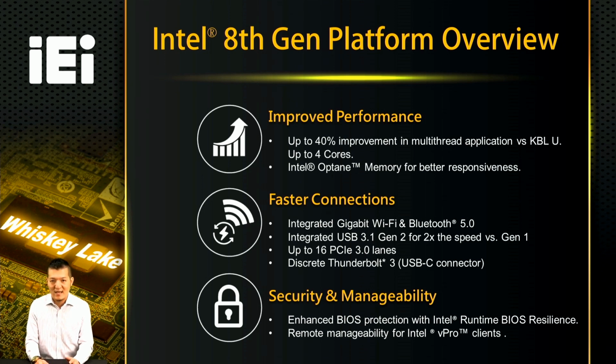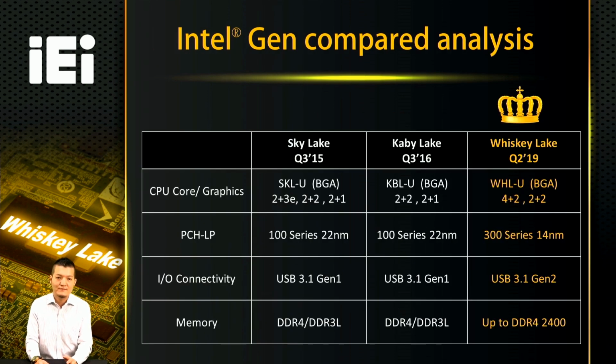The new generation has enhanced the data sharing and downloading performance with the new Wi-Fi and Bluetooth 5.0 connectivity, and USB support twice the speed with USB 3.1 Gen 2 compared to the USB 3.1 Gen 1, and also support Thunderbolt 3 with USB Type-C for better transfer interface. About the security, Intel has enhanced the BIOS protection with Intel runtime BIOS resilience, and plus it has remote manageability for Intel vPro client. I will show you how to design a product with those features.